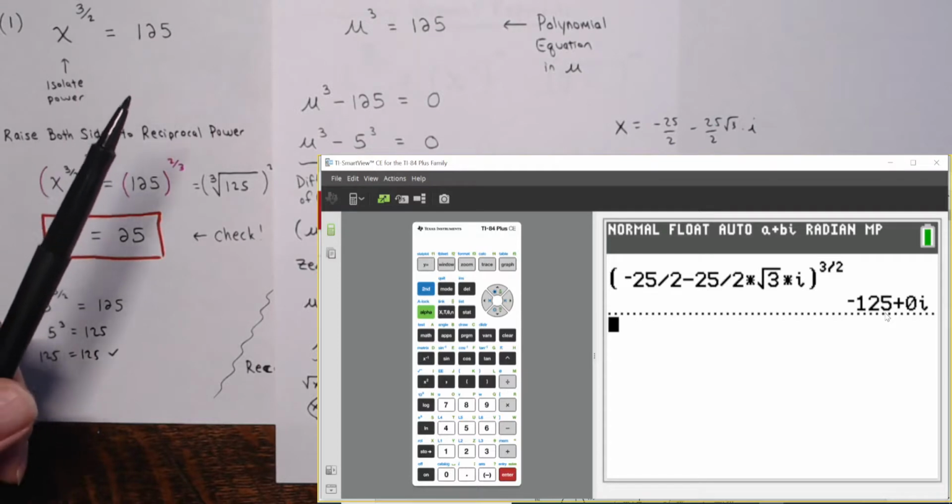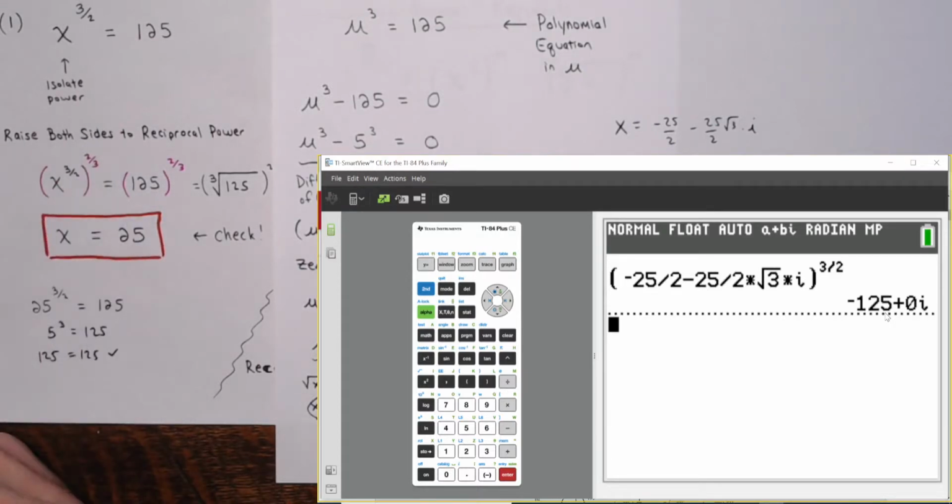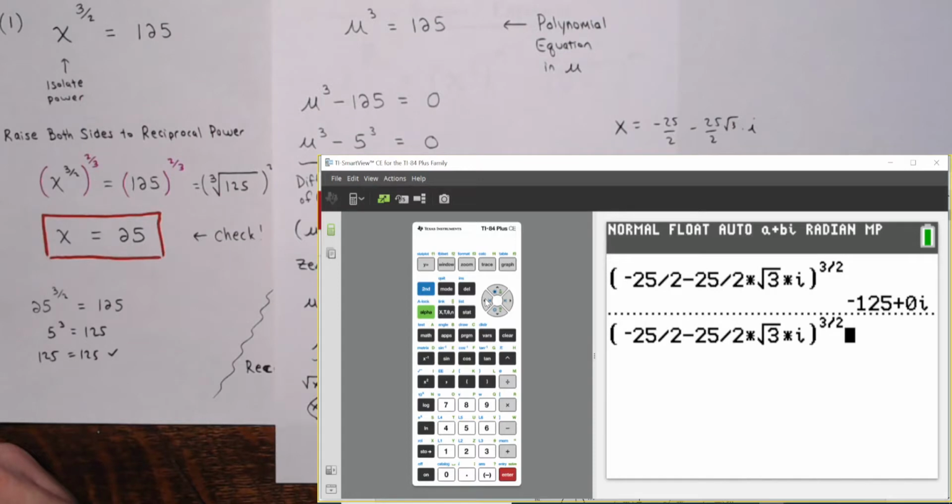And like I said, we're only going to be focusing on finding the real solutions to this. But this ends up being negative 125, right? Not positive 125. Well, let's see, if I multiply these by negative 1, let me just re-enter this and change these minuses to plus. Just curious what happens here. This would be 125i. Right.